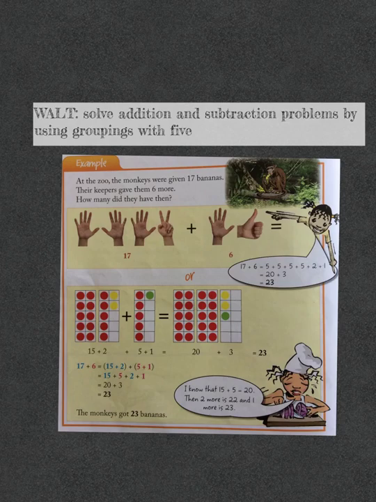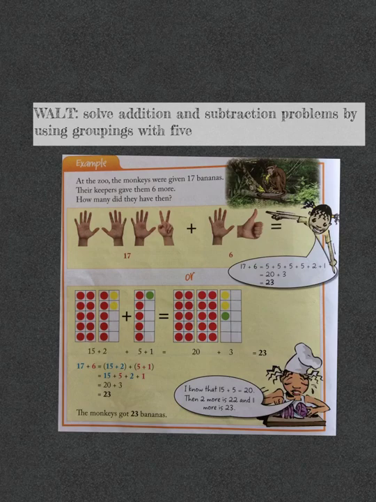Okay, so we're learning to solve addition and subtraction problems by using groupings of 5. Here's our example. At the zoo, the monkeys were given 17 bananas. Their keepers gave them 6 more. How many bananas did they have altogether? So there are a couple of ways that we can do this.